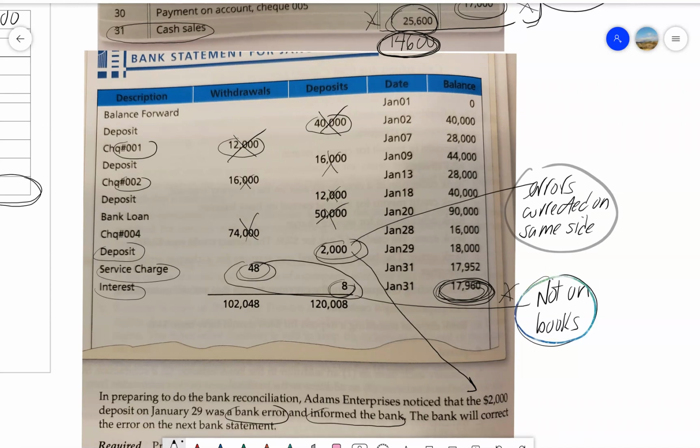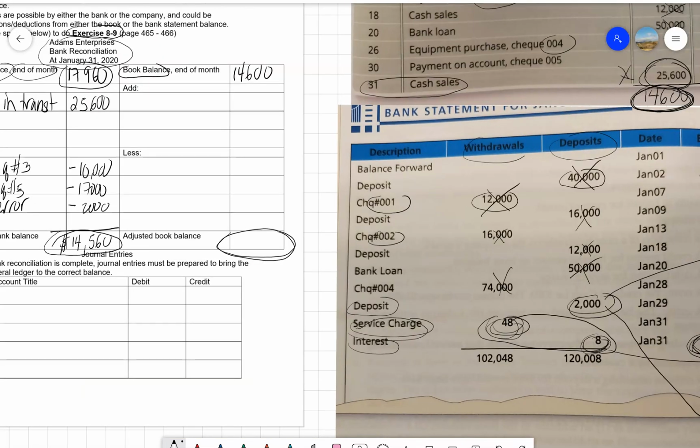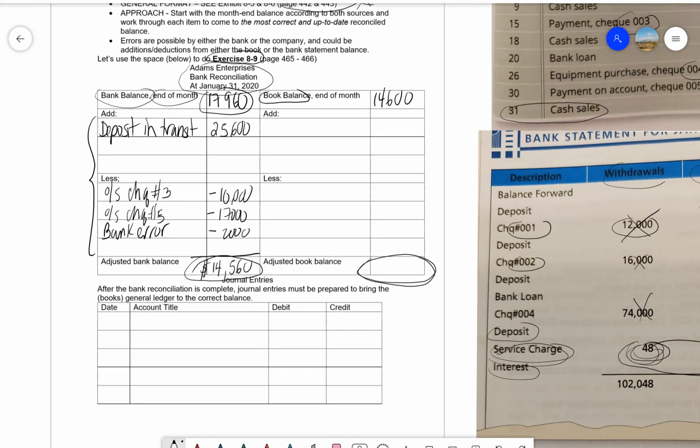So we have to record this $8 of interest revenue. Remember, this is the deposit. And then we've got to record this $48 withdrawal, which is basically our service charge expense, right? We've been charged this expense by the bank, and so now we have to record it on our books because we don't know what these amounts are, the 48 and the 8, until we get our bank statement. So let's then put those amounts on our bank reconciliation on the book side.